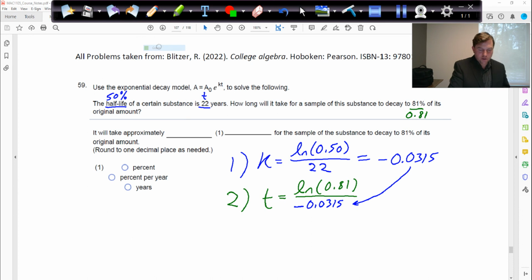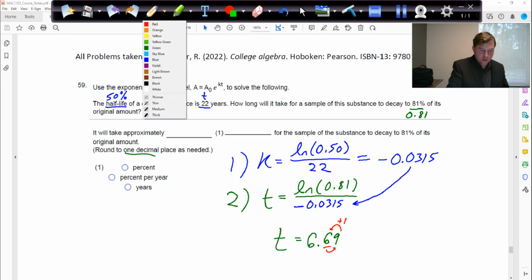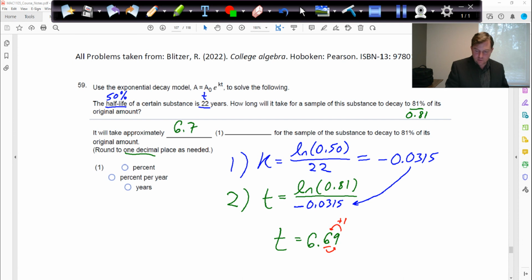And if you do this, you can solve for the time to be 6.69. They want us to round to 1 decimal. So we'll stand on the 6. It's bigger than 5, so we'll bump that up by 1. So we'll say 6.7. And whatever units they gave you, years here, is going to be the units for this answer.